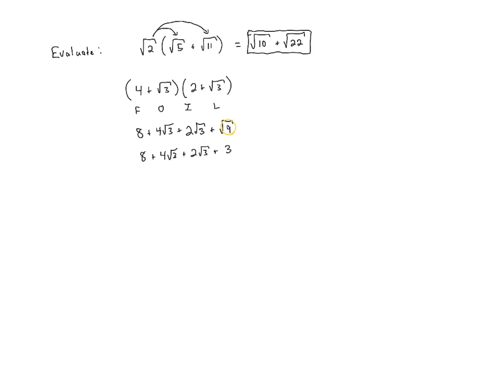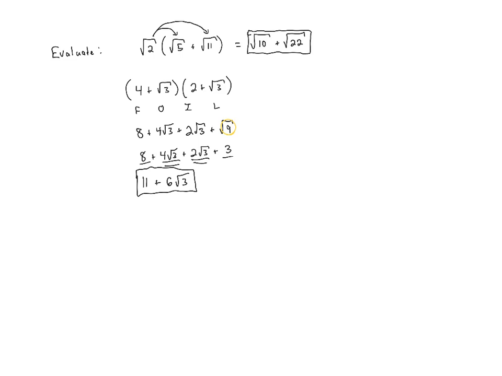Either way, at this point, we have like terms that we can combine. 8 plus 3 is 11. And then we have like radicals here. 4 root 3 plus 2 root 3 is 6 root 3. And so we end up with 11 plus 6 root 3. That one involved foiling and combining like radicals.